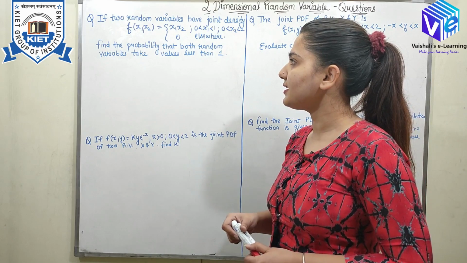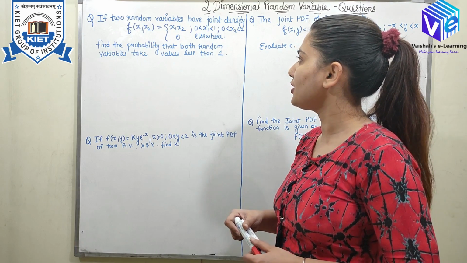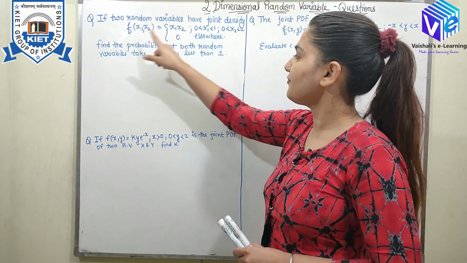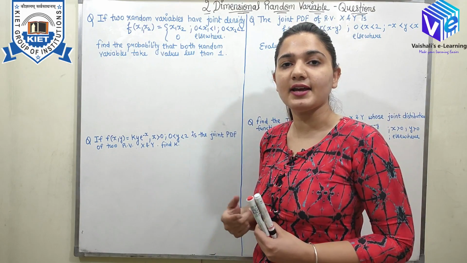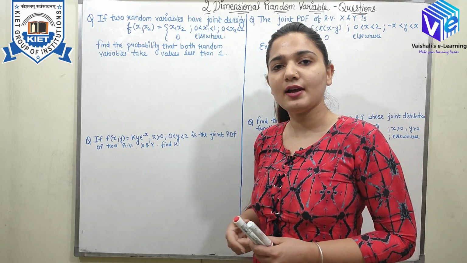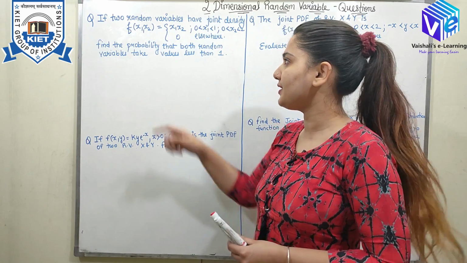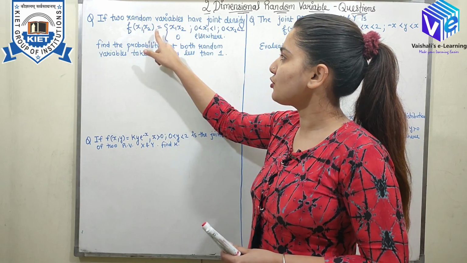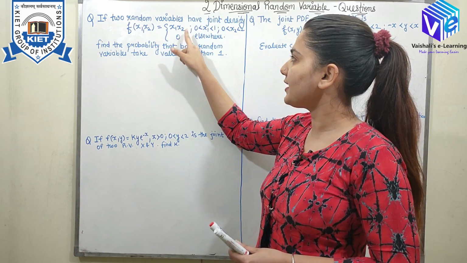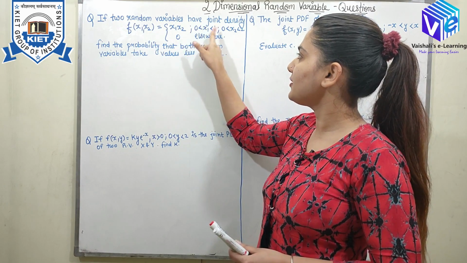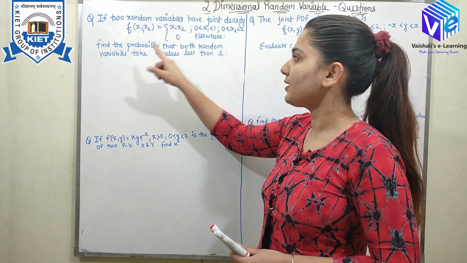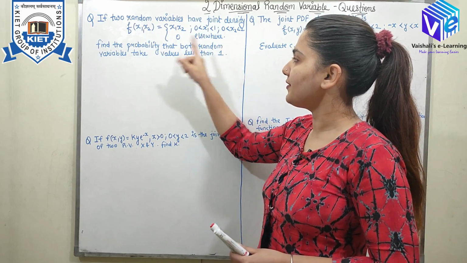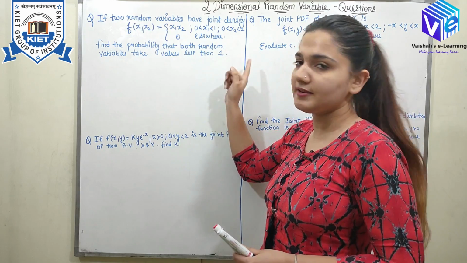The first question states: if two random variables have joint density, so joint PDF is given, which is f(x1, x2). Here I am taking x1 and x2 as two random variables. Till now I have used x and y as two random variables. So f(x1, x2) is equal to x1 multiplied by x2, where x1 is in between 0 to 1 and x2 is in between 0 to 2, and it is 0 elsewhere. Find the probability that both random variables take values less than 1.